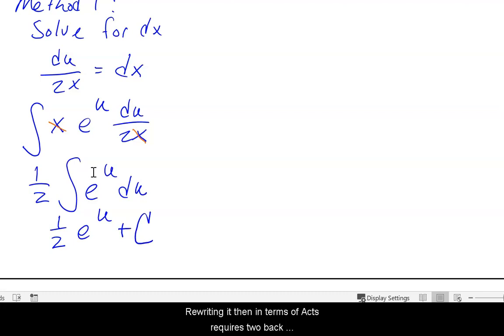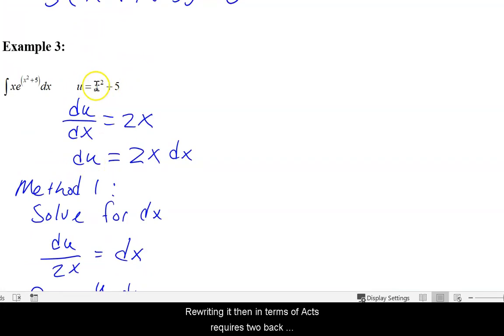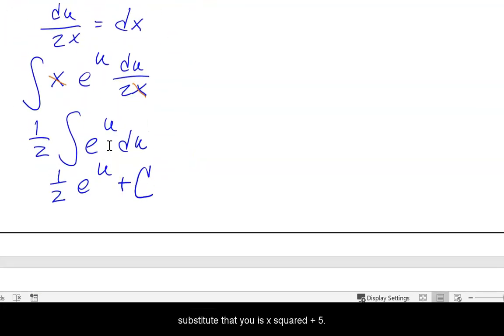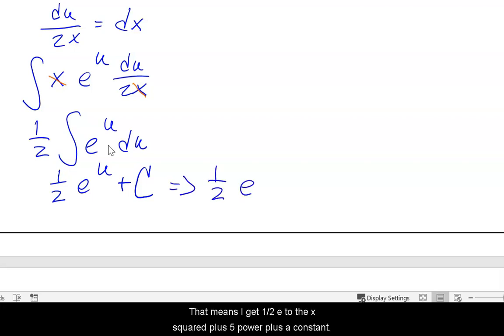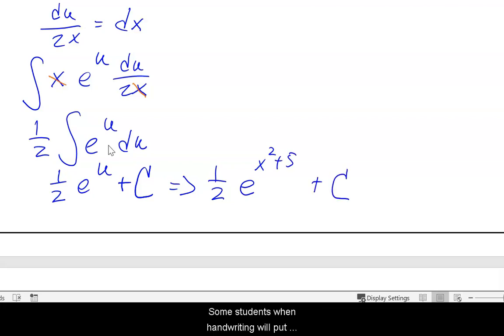Rewriting it then in terms of x requires us to back substitute that u is x squared plus 5. That means I get 1/2 e to the x squared plus 5 power plus a constant. Some students, when handwriting, will put parentheses around the power so that it's clear that it is a power and it doesn't somehow creep down to the line where it's not supposed to be.